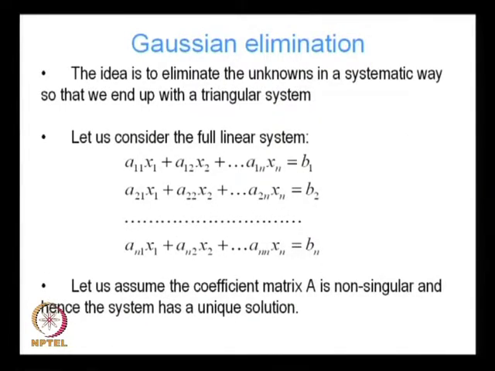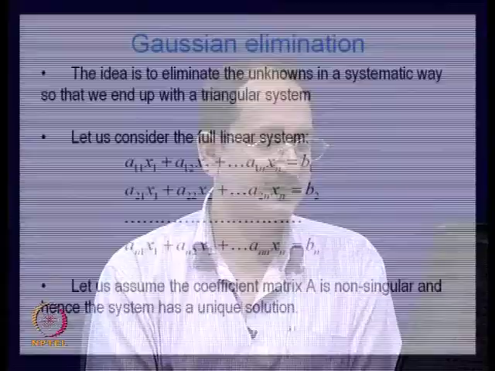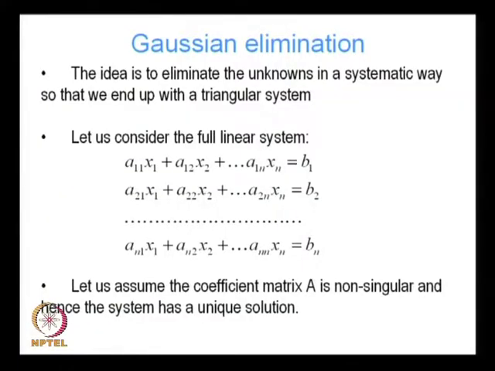So, the idea is to eliminate the unknowns in a systematic way so that we end up with a triangular system. Let us consider the full linear system, which is an n by n system. The coefficient matrix is of size n by n. A11 x1 plus A12 x2 through A1n xn is equal to B1. Similarly, A21 x1 plus A22 x2 through A2n xn equal to B2, and so on and so forth. Let us also assume that the coefficient matrix A is non-singular, and hence the system has a unique solution.